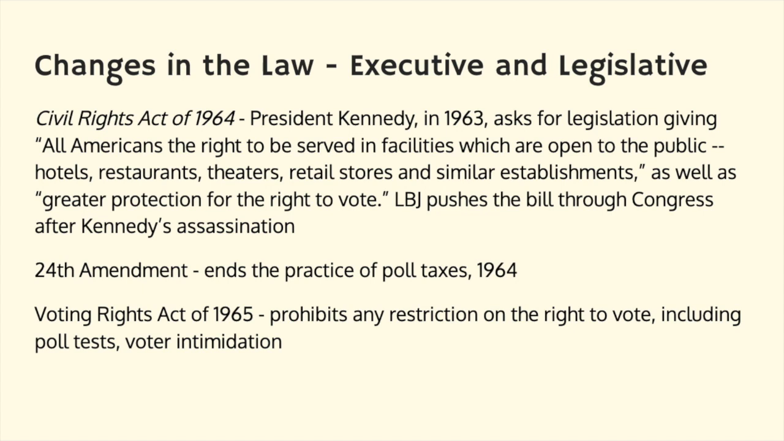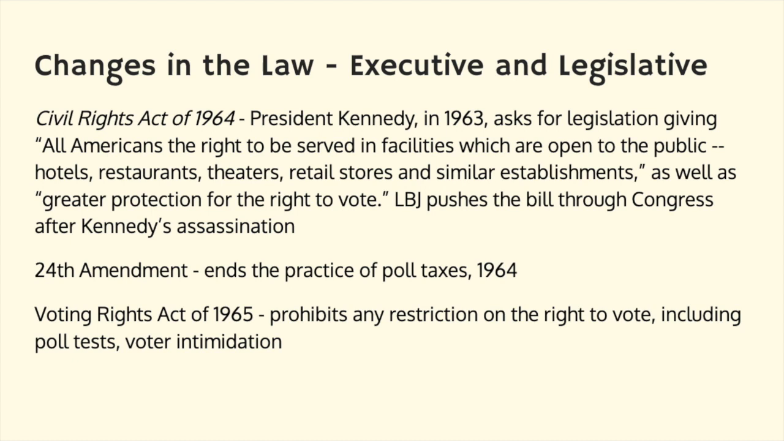So here's one. It's the Civil Rights Act of 1964. Before Kennedy dies in 1963, he looks to create integration in facilities. So again, this goes back to Plessy versus Ferguson. Hotels, restaurants, theaters, retail stores, and other establishments, and greater protection of voting rights. This is pushed through by President Johnson the next year after Kennedy's assassination with great support of the American people.